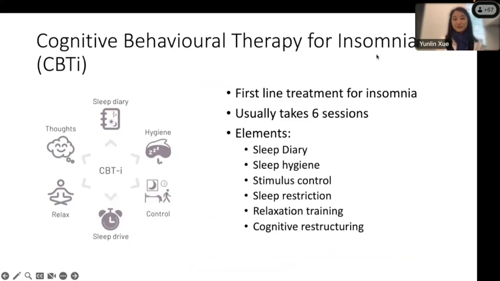And cognitive behavioral therapy for insomnia has these 6 elements. It's actually one of the first-line treatments for insomnia, and it usually occurs over 6 sessions, about 1 hour each. The different elements include: you start off with writing a sleep diary where you chart your sleep and your sleep behaviors around that. You practice what's called sleep hygiene. There's something called stimulus control, so controlling what you do before bed or how you behave in bed. There's sleep restriction, which is really trying to set a routine pattern in bed. Relaxation training, and then cognitive restructuring, which helps with those thoughts.